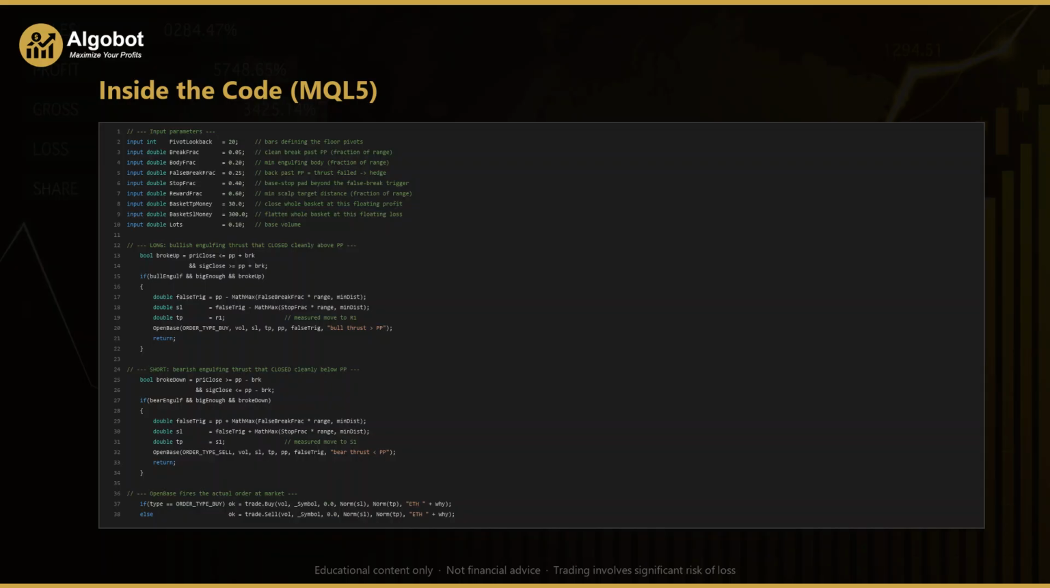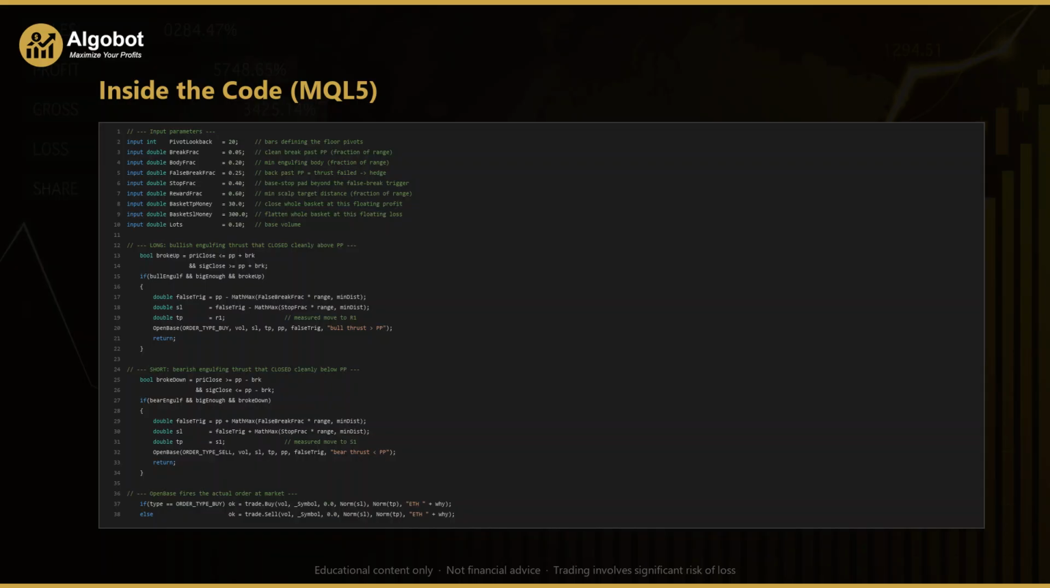Pivot loopback sets how many bars define the floor pivots. BreakFrac is how far past the central pivot the candle must close to count as clean. BodyFrac is the minimum engulfing body size. FalseBreakFrac, StopFrac, and RewardFrac control the failure level, the stop pad, and the target distance. BasketTpMoney and BasketSlMoney are the money targets for the whole basket, and lots is the trade size.